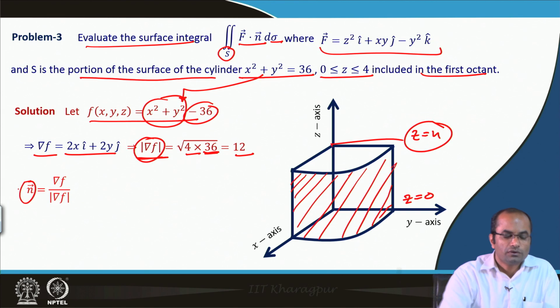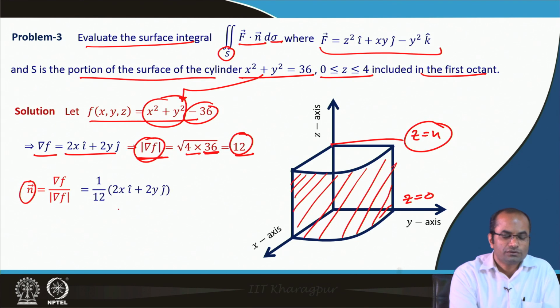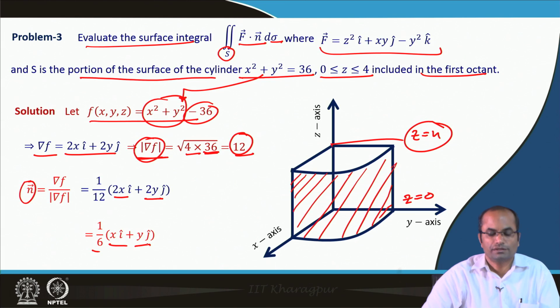Then the unit normal vector is again grad f divided by this magnitude 12. So, grad f we have 2x i plus 2y j divided by 12. So, this is 1 over 6 (x i plus y j). So, this is the n.